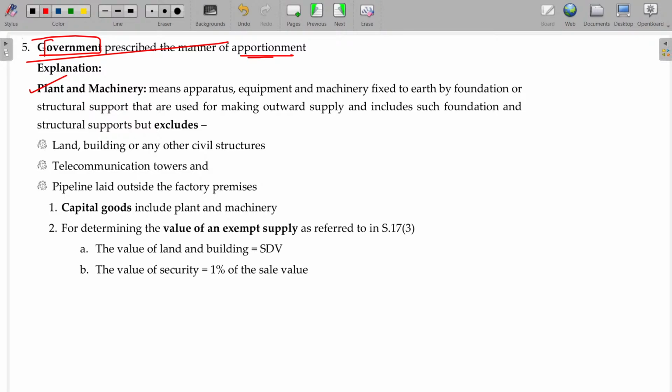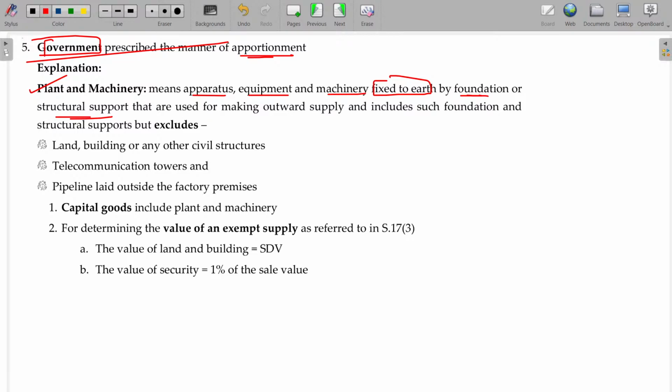So plant and machinery is given under the explanation. Okay. It means apparatus, equipment, machinery fixed to earth by foundation or structural support. See, if I want to install a big plant, in case of a cement factory, plants are going to be installed. For that, they need to have the civil structure also. Without that foundation, you cannot install the plant. Then the construction of the civil structure also forms part of the plant.